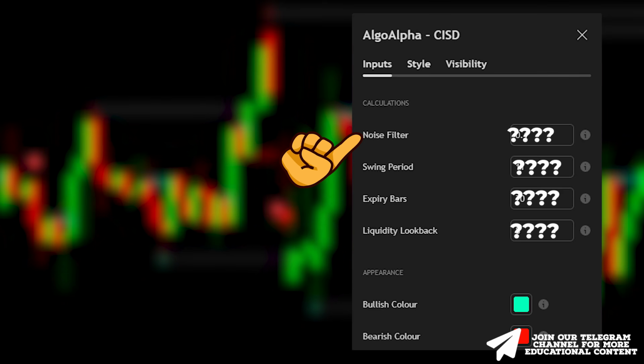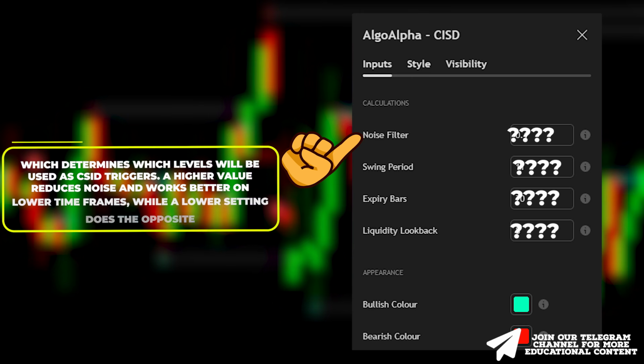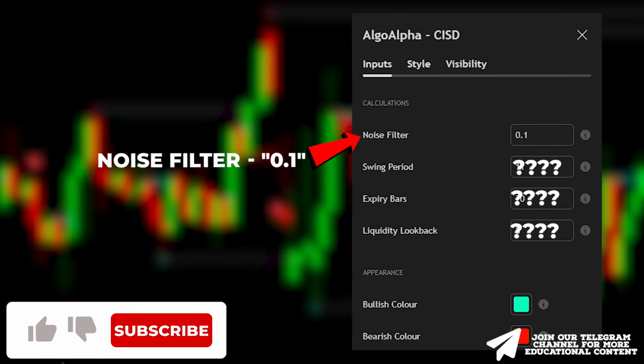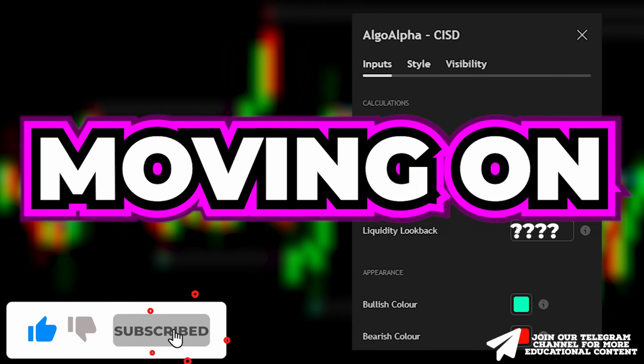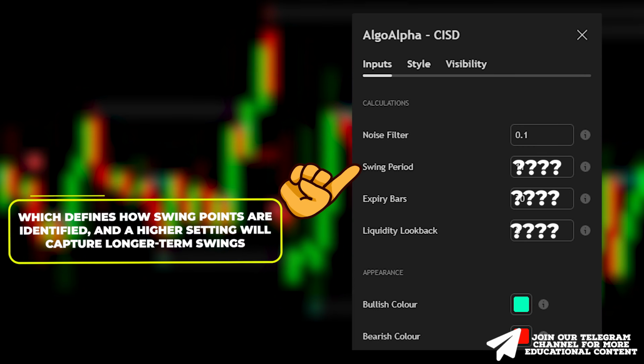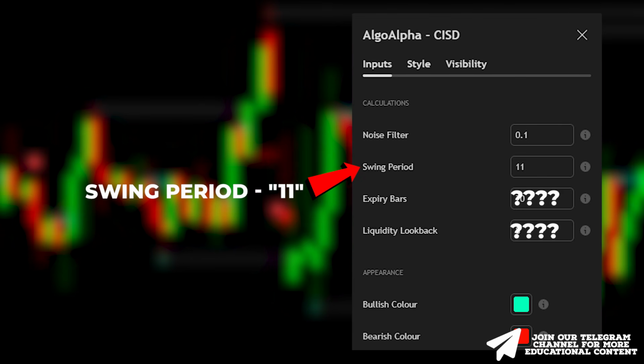First, we have the noise filter, which determines which levels will be used as CISD triggers. A higher value reduces noise and works better on lower time frames, while a lower setting does the opposite. For the 15-minute time frame, we lowered the parameter to 0.1. Moving on, there's the swing period, which defines how swing points are identified, and a higher setting will capture longer-term swings. Change the value to 11.